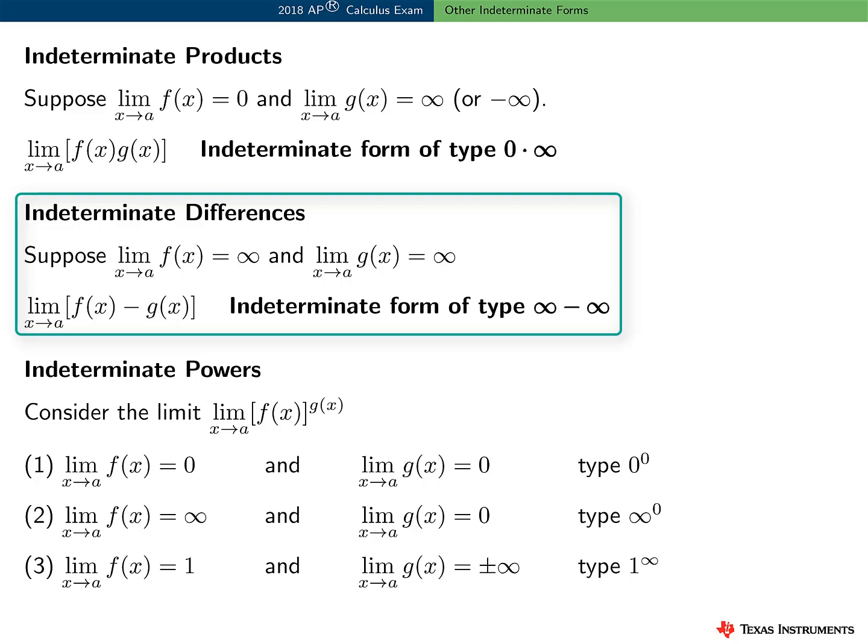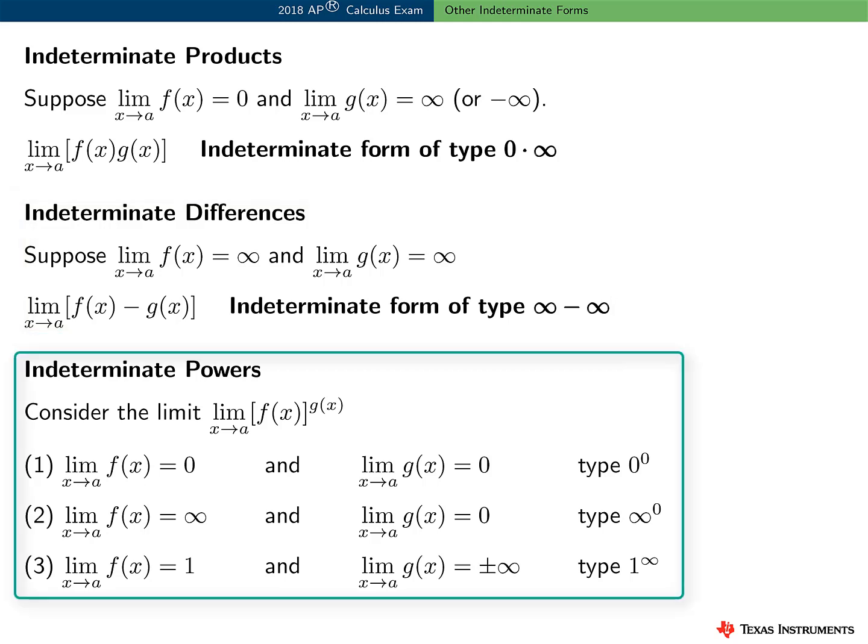yields the indeterminate form 0 over 0 or infinity over infinity, and then use L'Hopital's rule, or a product that yields the indeterminate form 0 times infinity. And then we'd need to rewrite the product as a quotient and use L'Hopital's rule. Now, this rewriting often involves a common denominator, rationalization, or factoring.